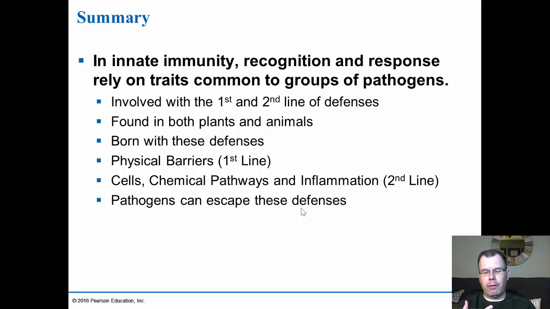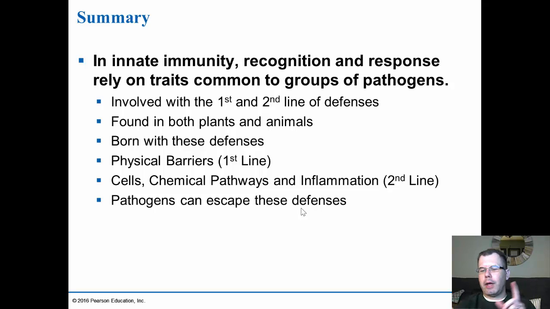The second thing is the second line of defense. Those are really the white blood cells and the chemicals that they produce, along with some of the other proteins that we have. Now, I wouldn't say intracellularly, but extracellularly, that will respond to the pathogens. And again, this all leads up to the third line of defense, which we're going to talk about next time.